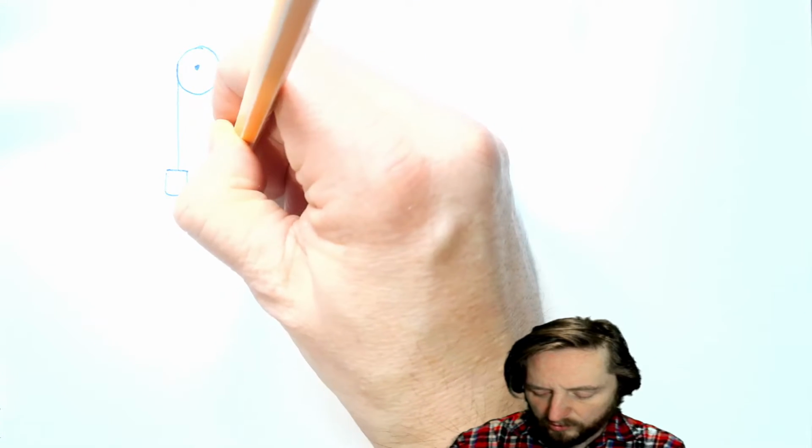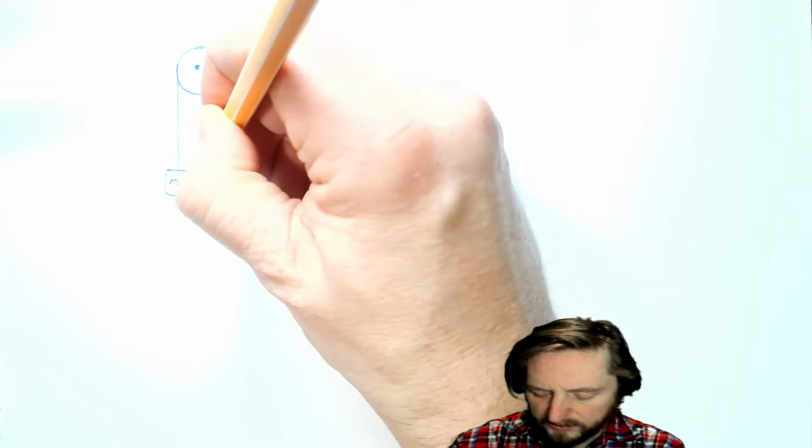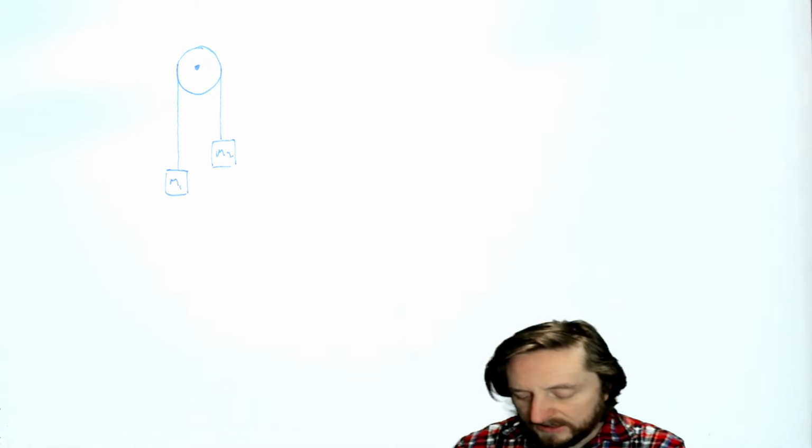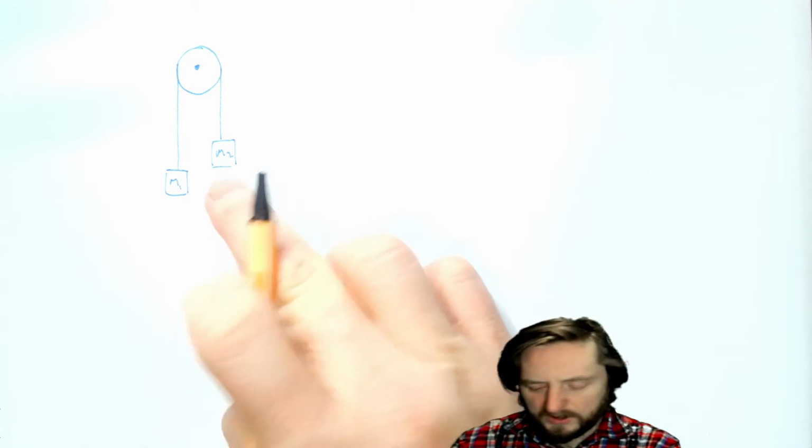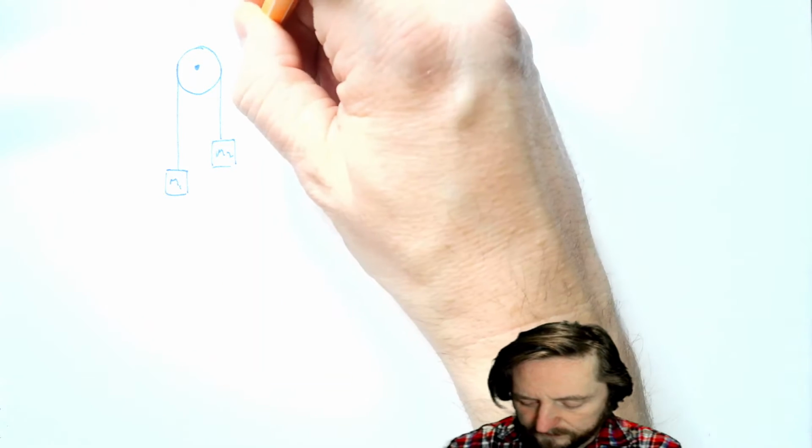Which is basically just a wheel that's free to rotate, and it's being held somehow, and suspended from it there are two blocks. I'm going to call them mass 1 and mass 2, and they're suspended like this, and we're going to say that this is the heavier one. We're going to say that M2 is bigger than M1.